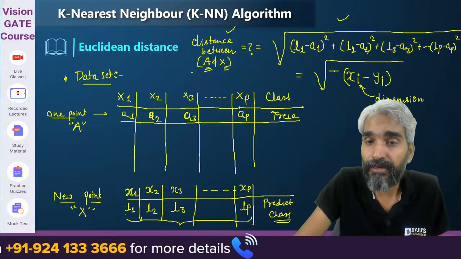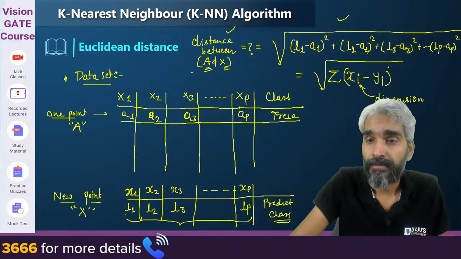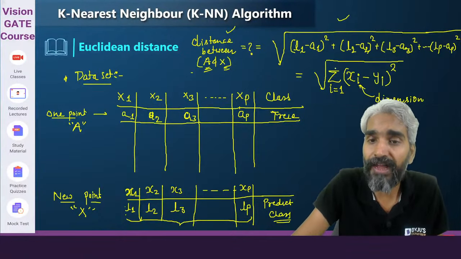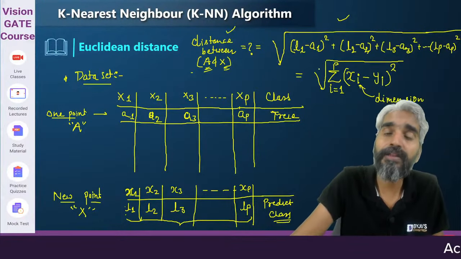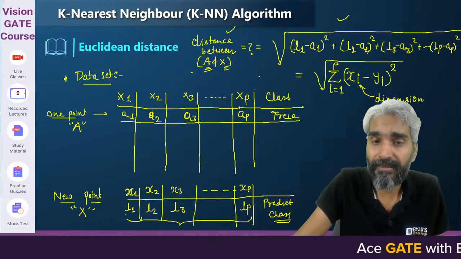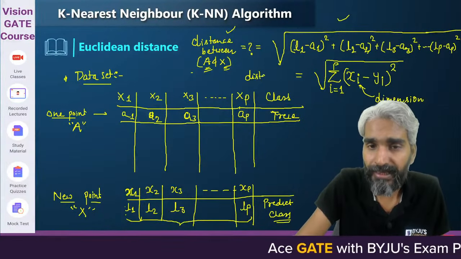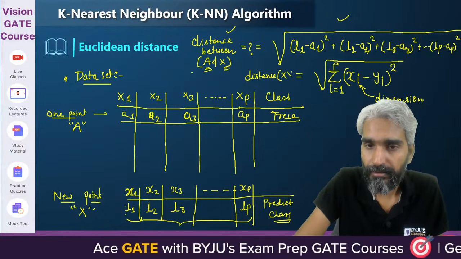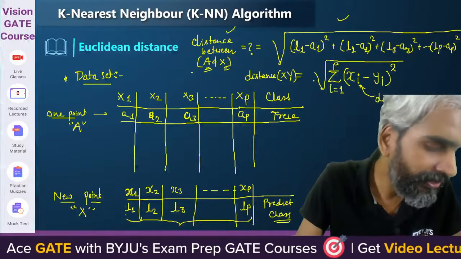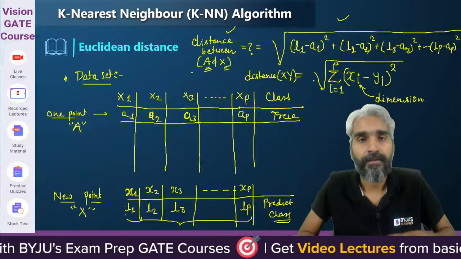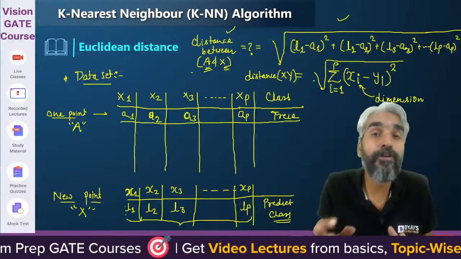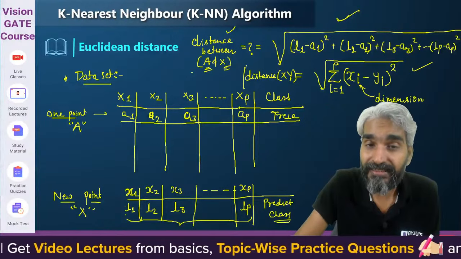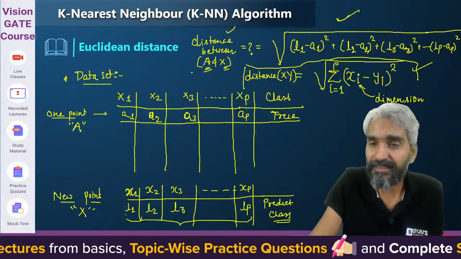Right? So here we will take the summation of the square of the differences in the corresponding dimension. If there are p dimensions, then the value of i will vary from 1 to p. This is nothing but the distance between the 2 points x and y. Got the idea? Please try to understand the logic. Don't mug the formulas. This x and y are representing 2 different things in this particular equation.